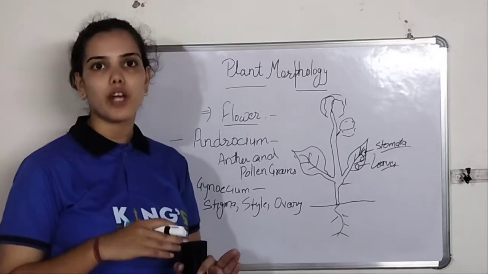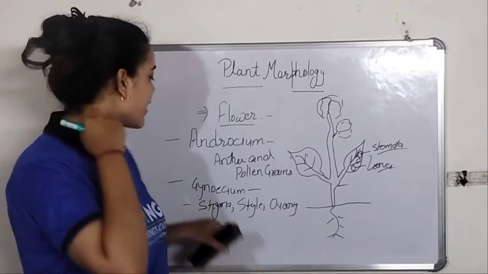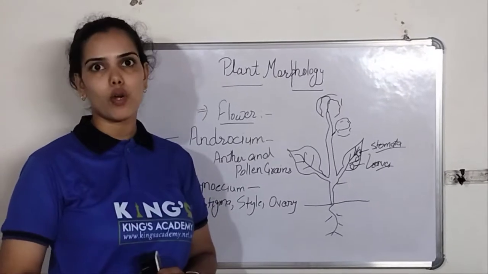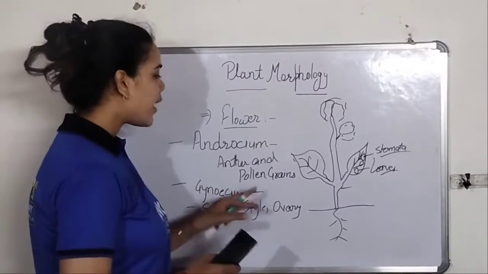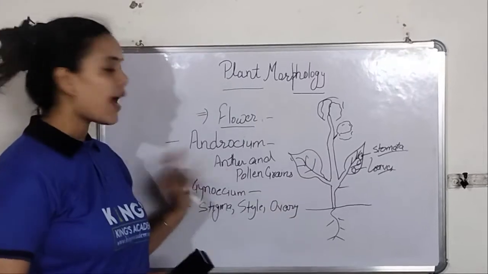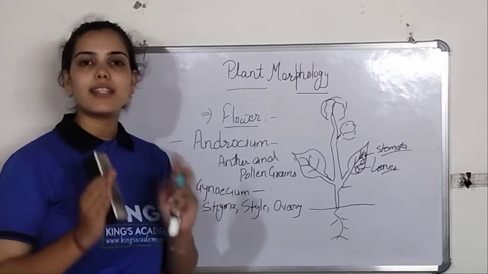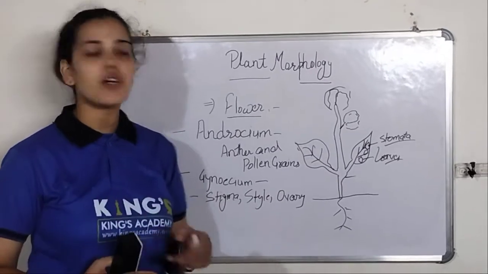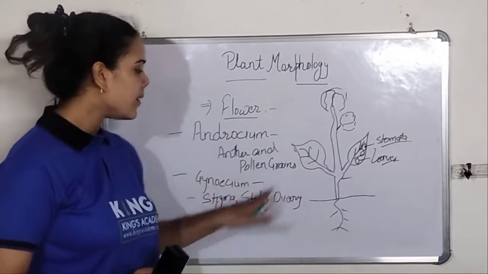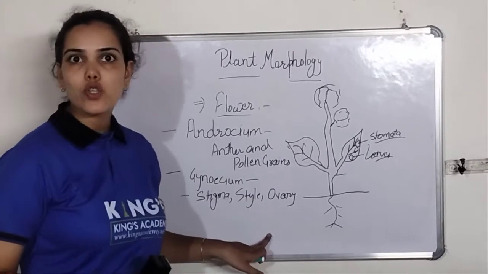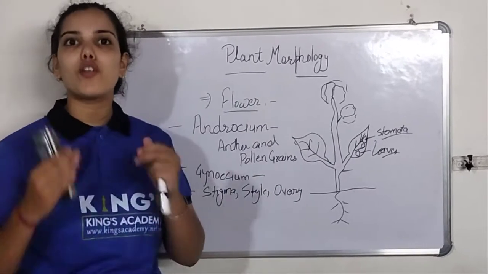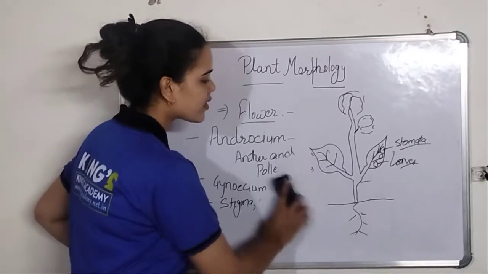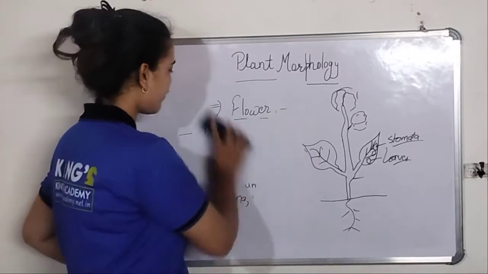and stigma, style, and ovary are known as the female reproductive organs of the plant. Anther is used to store the pollen grains, and at the time of fertilization these pollen grains reach the stigma, style, and then the ovary, and over there they get fertilized and produce a zygote. So now let's discuss this reproductive process, which is known as fertilization.